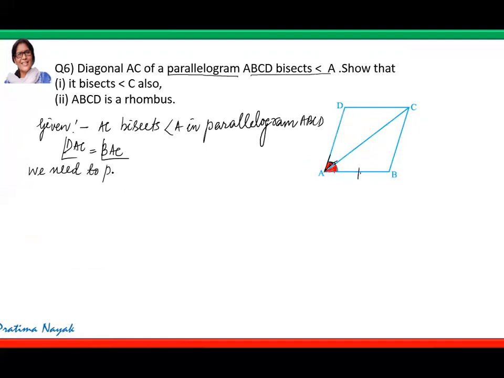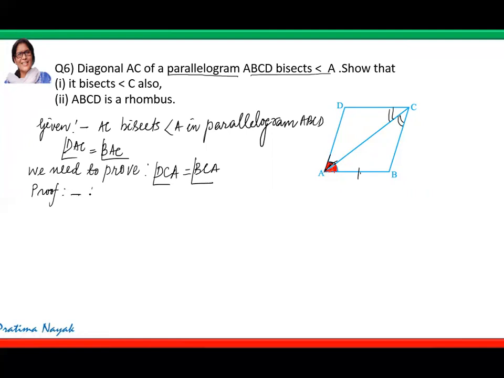So this is the proof. I have already told this. First you will read the question, draw the diagram, then write given, and you have to write what to prove. We need to prove that AC bisects angle C. That means you have to prove that angle DCA is equal to angle BCA. So I'll start from the proof. Then we'll go for the second part.